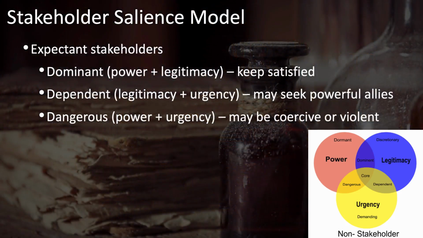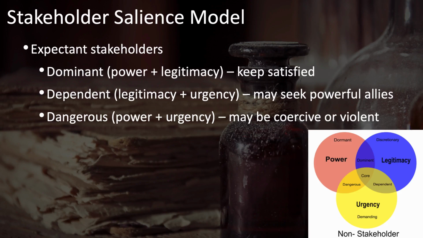Next, we have the expectant stakeholders. These are stakeholders that have two of these attributes. The first is the dominant stakeholder, the stakeholder that has both power and legitimacy, but no great interest or urgency in the project at the moment. These are people that you need to make sure you keep satisfied, just in case they do develop an interest or urgency. Examples would include shareholders or your local government.